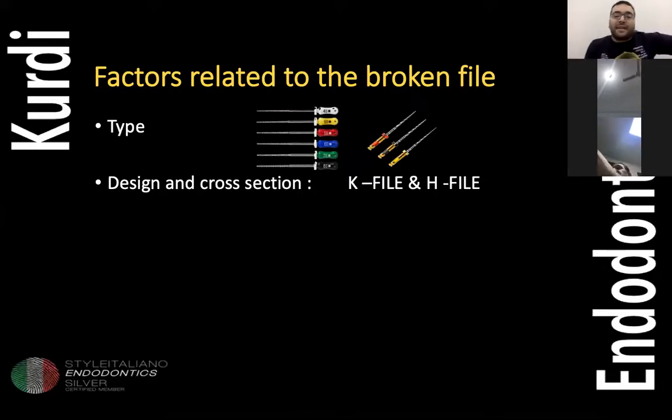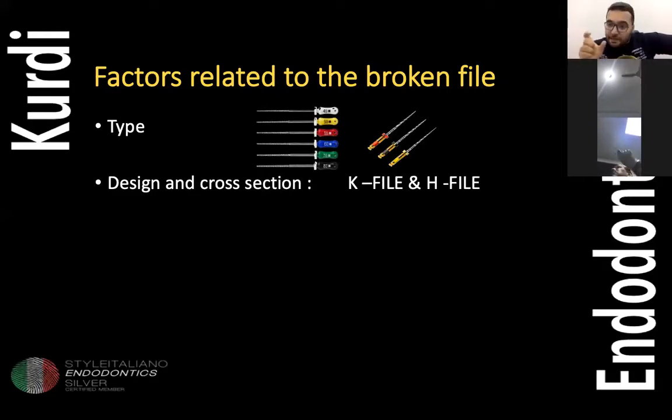Also the design and the cross section. Try to imagine if you are trying to bypass a K file and trying to bypass an H file. If you are trying to bypass a K file, to retrieve a K and to retrieve an H file, indeed, it will be completely different.